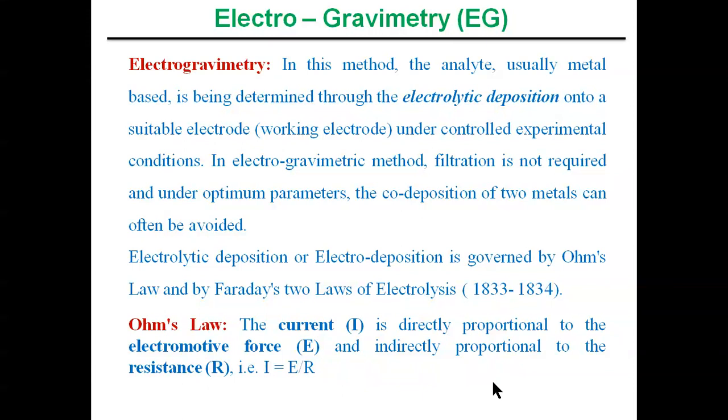As we know very well, Ohm's law simply says that current is directly proportional to the potential, or we can say voltage, or electromotive force, which we indicate as E. You can see here that E stands for electromotive force, and the current is also inversely proportional to the resistance. So that is I is equal to E by R. This is Ohm's law, and this is a very basic law, as we know already.